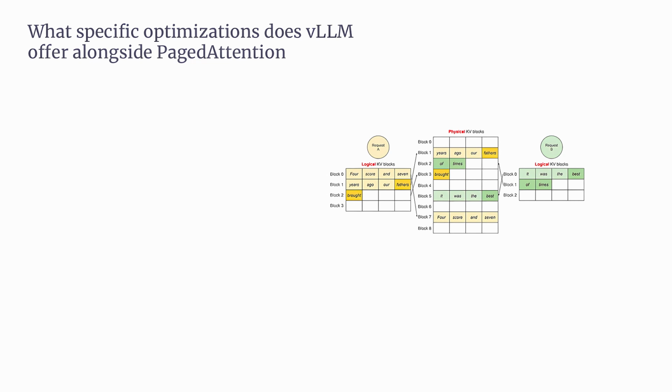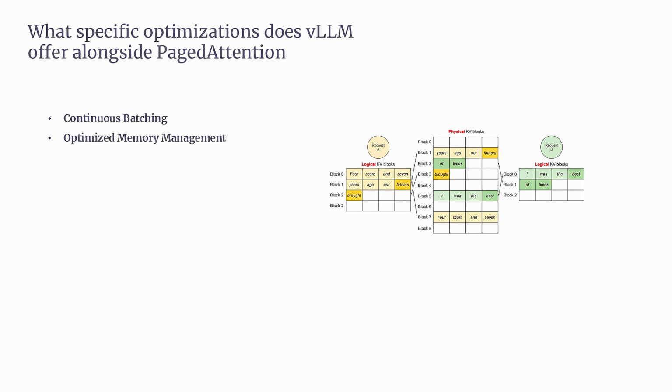The first, continuous batching. vLLM supports continuous batching of incoming requests, which means it can process multiple requests at the same time. This is key to making sure that the GPU resources are being used as efficiently as possible, avoiding idle times. By keeping the GPU busy, vLLM maximizes throughput, which helps in handling a higher volume of requests without significant slowdowns.